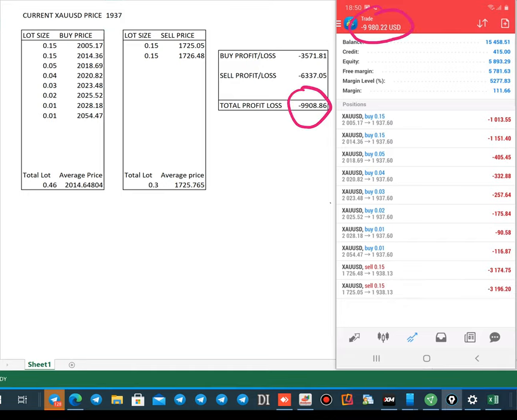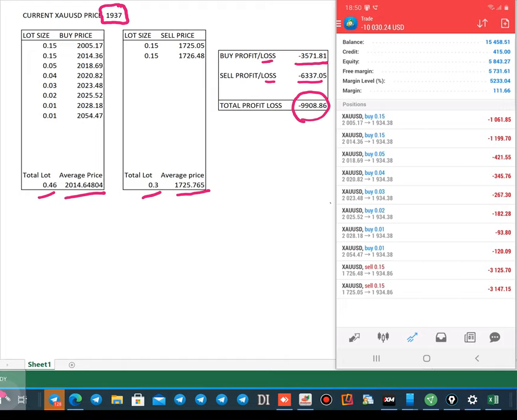So what we did here is calculate the average mean price of his trades, derived from his lot sizes. He has traded 0.46 lot on the buy side and 0.3 lot on the sell side. The mean price for the sell is 1725 and the average buy price is 2014. The current rate is 1937. So the buy side loss is 357, the sell side loss is 6337, and both are running at a loss. So the total loss is around $10,000.